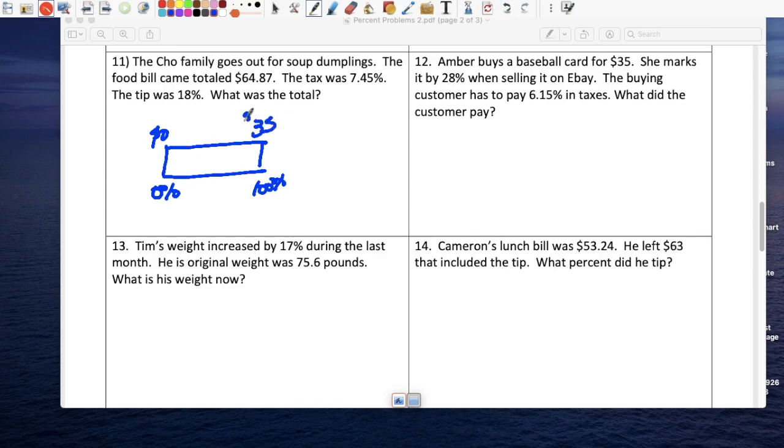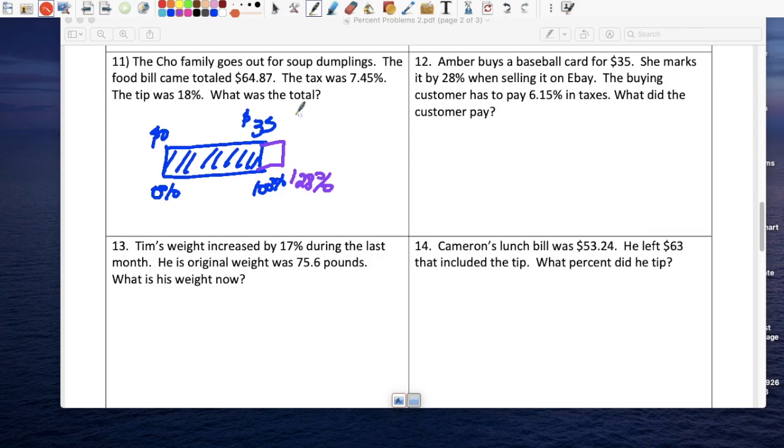So I bought a baseball card on eBay for $35. I'm going to sell it, but when I sell it, I'll make money. So I'm going to increase that by 28%. That's going to take me to 128%. Right? So let's just find out what that is. It was a markup of 28%. 35 times 1.28.